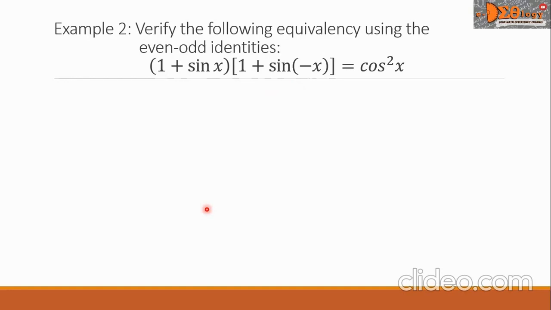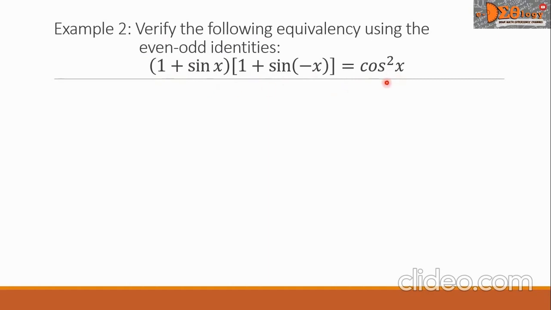Let us have example 2. Verify the following equivalency using the even-odd identities. The quantity 1 plus sine x times the quantity 1 plus sine of negative x equals cosine square x.